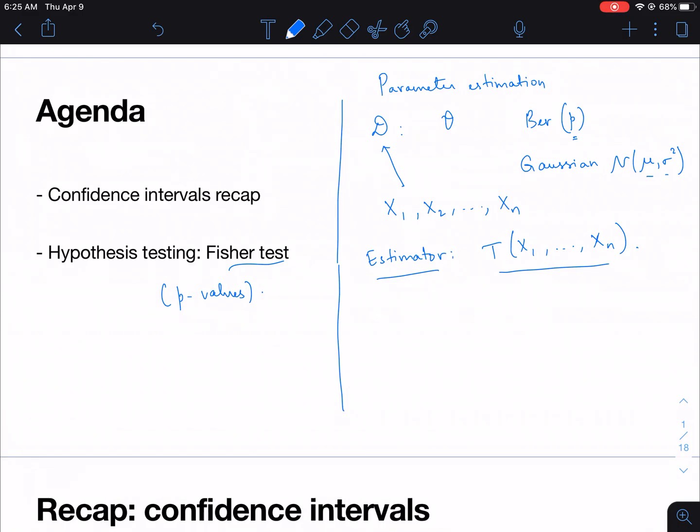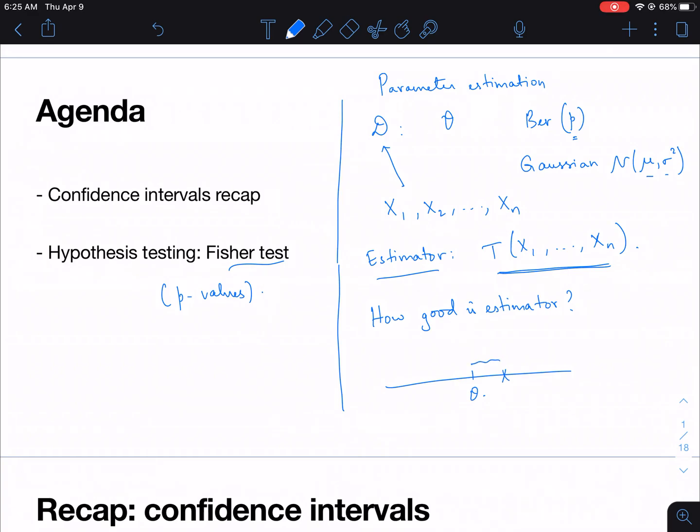So estimators are functions and they produce a certain value, right? And then we ask the question, how good is the value that is produced by an estimator? And this is where we ended up with this notion of confidence intervals, right? So ideally we'd like to say that there is this unknown parameter theta, and an estimator gives you some value, and we'd like to say that the difference between these two is not too large.